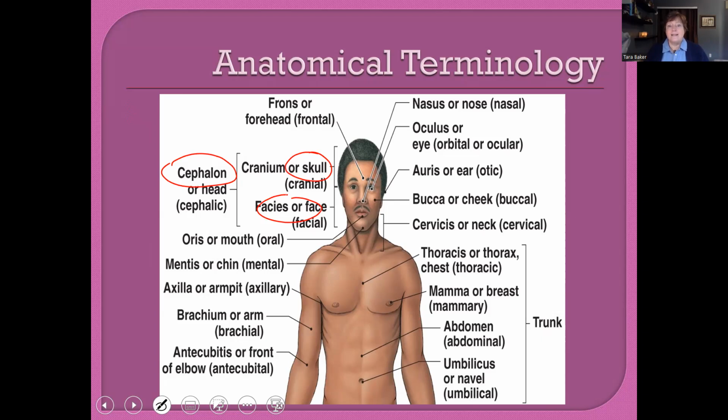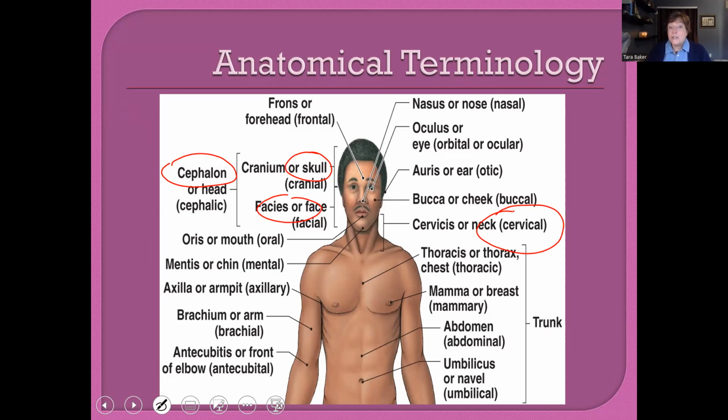Those are words. Oculus is also the eye. So oculus is eye. Oris is ear, or also called otic. Cheek is bucca or cheek. Cervical, you guys, cervical, we're going to use that one through 231, 232, and 233. Really get to know that one.